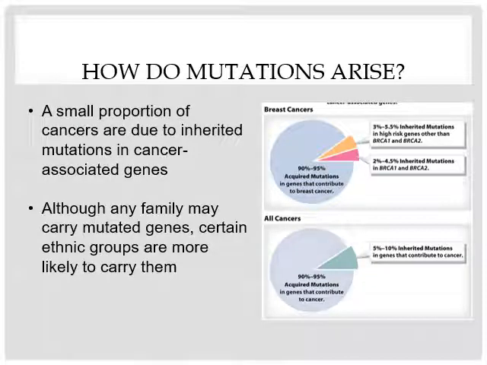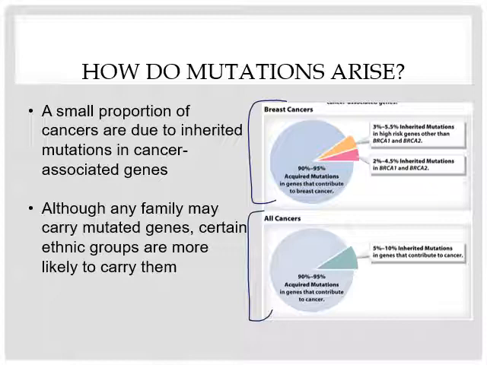So again, kind of talking about these BRCA1 and 2 genes, you can see the little pie charts over here. So if we're looking at breast cancers versus all cancers in general, basically only a small proportion of cancers are really due to these inherited mutations in the cancer-associated genes. So you can see up here in the breast cancers, 3 to about 5% are from inherited mutations in BRCA1 and 2, and then 2 to 4.5% are inherited mutations in BRCA1 and BRCA2 as well. The 3 to 5% are in genes other than BRCA1 and BRCA2.